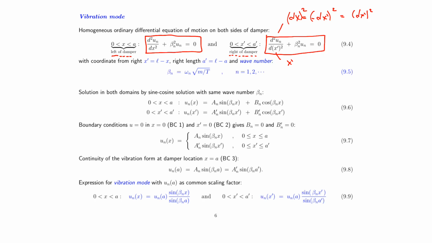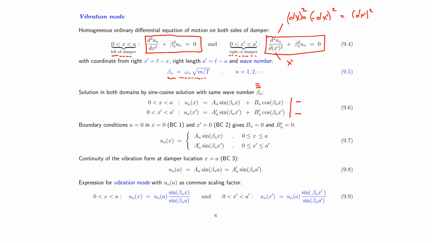And instead of having two boundary conditions, we will have four boundary conditions, or two boundary conditions and some transition conditions. We remember that the wave number is given by the natural frequency by this relation, and for our second order differential equations, we know that we get sine cosine solutions to the left with respect to x and to the right with respect to x prime. But both solutions contain the same wave number, the same eigenvalue, and we will impose boundary conditions to find the solution to this wave number, beta_n.